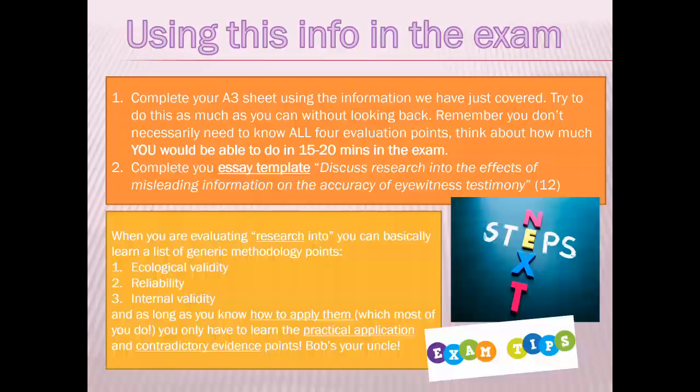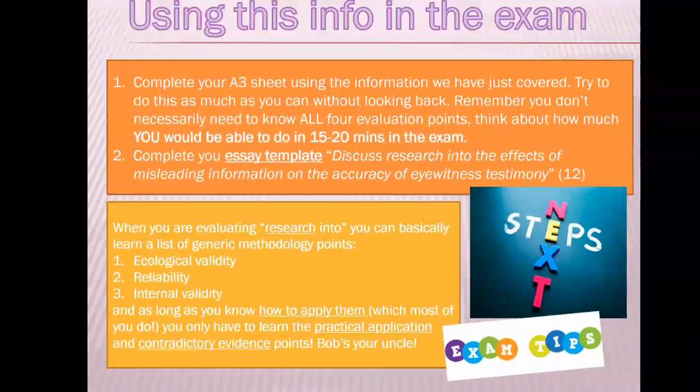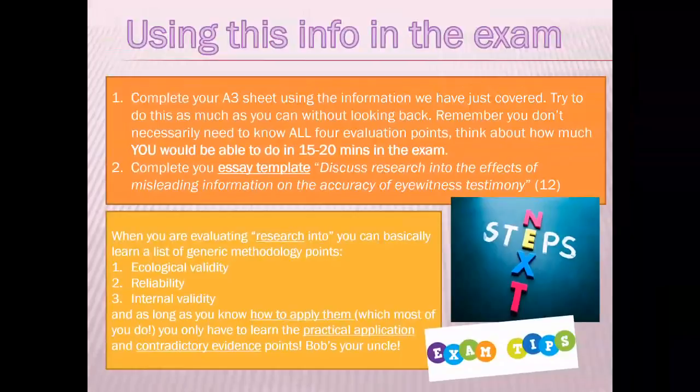Now, just so you know, little exam tip here, when you are evaluating this research, it's all just methodology. So as long as you know what ecological validity is and what reliability is and what internal validity is, all you've got to be able to do is apply it to those studies. Now, in previous years, this has really helped my students because essentially they don't need to revise the evaluation. All they've got to do is revise the research studies. If you are good enough at research methods and those 3 specific areas of research methods, and you know that you are able to apply a stimulus in an exam situation, then that's it. Bob's your uncle. All you've got to learn is the practical application and the contradictory evidence.